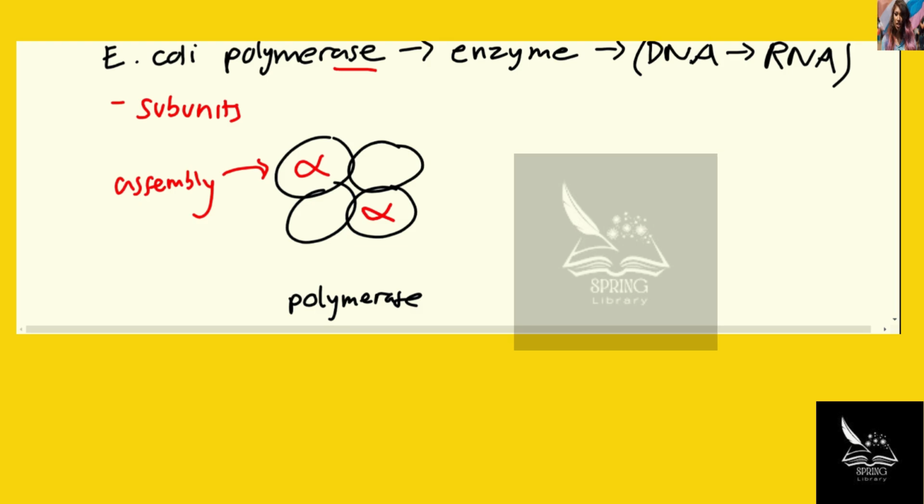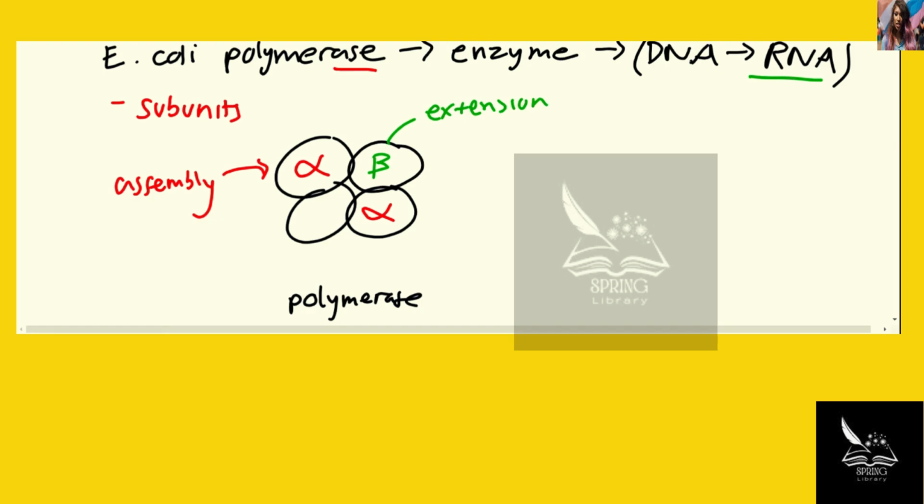Additionally, we're going to have what's called a beta subunit. Now, the beta subunit is involved in the chain elongation, so extension. So when we are going to be building our RNA, this beta subunit is going to be responsible for extending out that new chain.